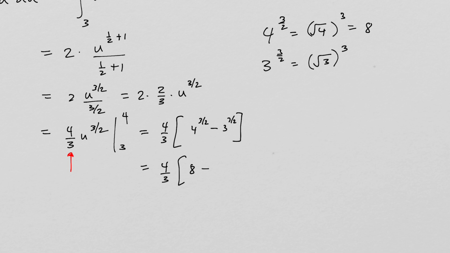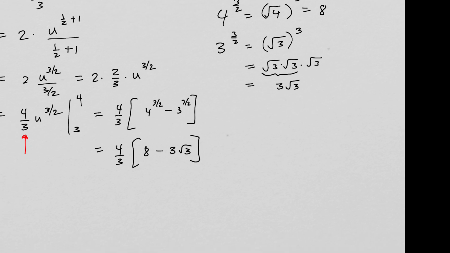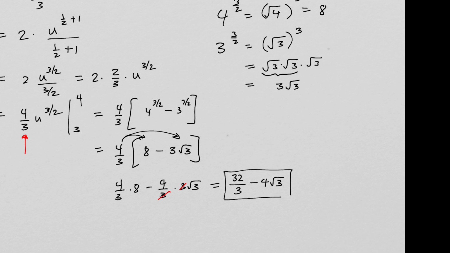that's the square root of 3 cubed. And you'll notice that this is not very nice. So I can rewrite this as the square root of 3 times the square root of 3 times the square root of 3. Square root of 3 times the square root of 3 is 3, radical 3. And then I can multiply by 4/3 to each of these. So I have 4/3 times 8 minus 4/3 times 3 radical 3. Here the 3's cancel, and we end up getting 32 over 3 minus 4 radical 3. And that is about as nice as that answer is going to get.